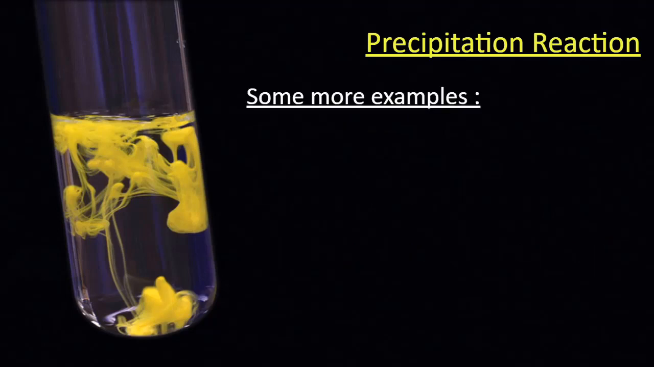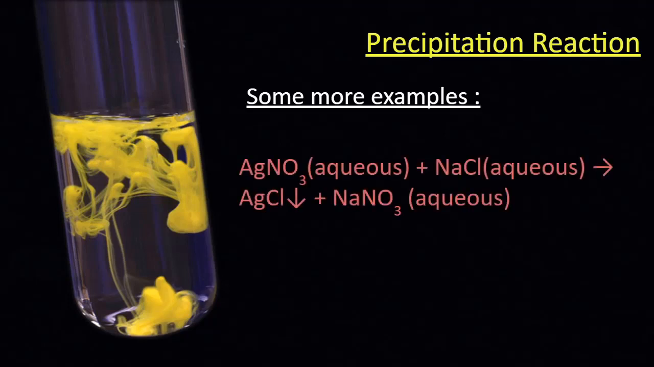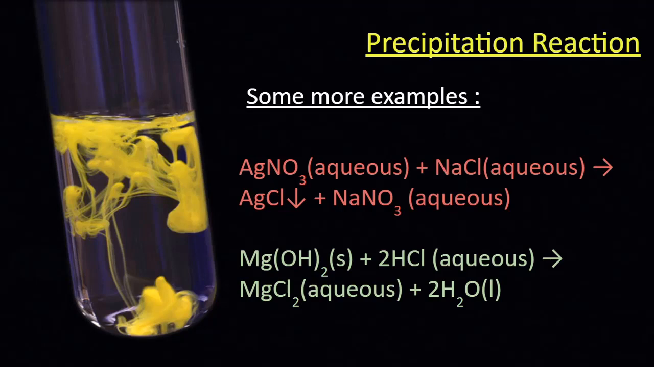Now let us see some more examples of precipitation reaction, which are AgNO3 plus NaCl gives AgCl plus NaNO3. It means silver nitrate is reacting with sodium chloride and it gives silver chloride, which is in the form of a precipitate, and we also get sodium nitrate. Another example: Mg(OH)2 plus 2HCl gives MgCl2 plus 2H2O. Magnesium hydroxide plus hydrochloric acid gives magnesium chloride plus water. So these are the examples for precipitation reaction.